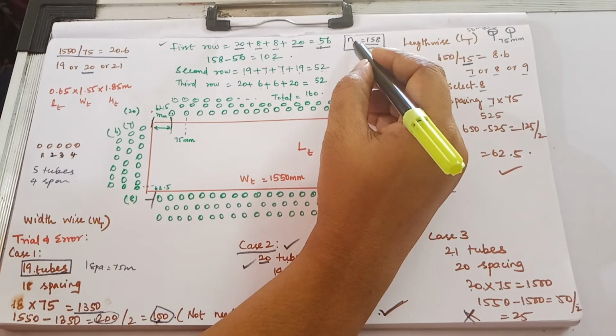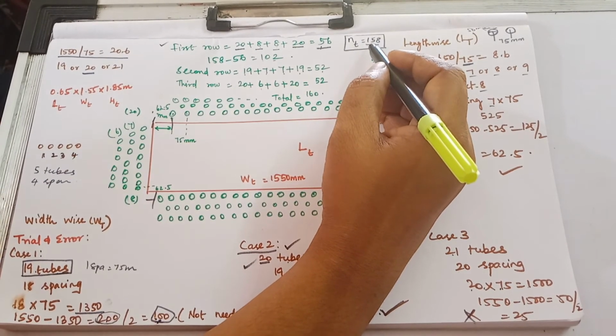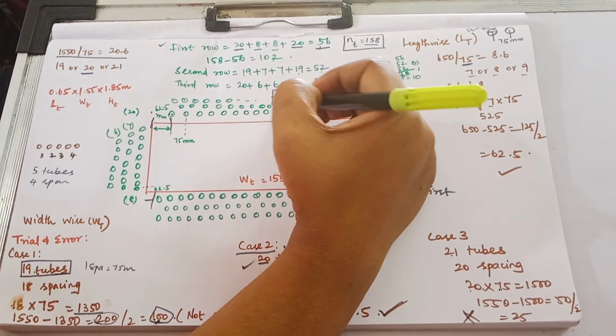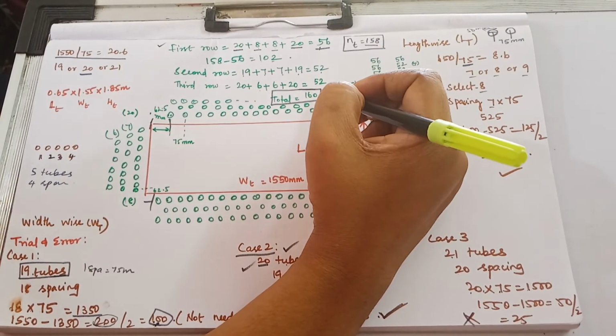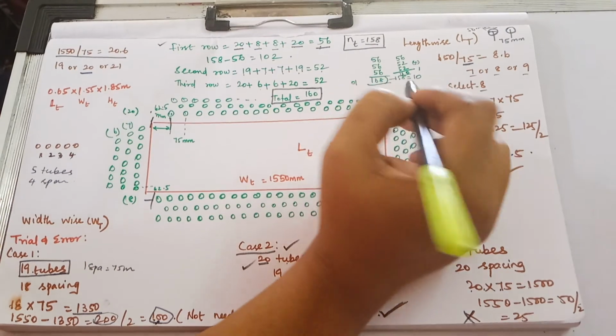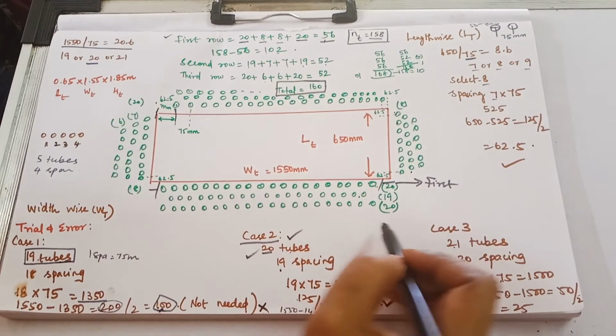The calculated value plus or minus 2 will be acceptable. You can't keep the exact number of tubes like 158; it may go 2 more. So like this you have to place your cooling tubes.